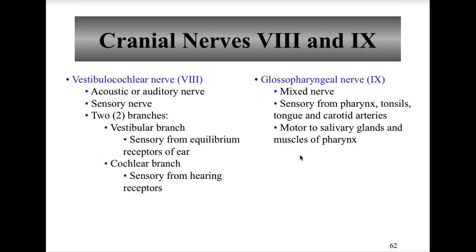Nerve 8 is the vestibulocochlear nerve, and that's going to sense of hearing and equilibrium. So it's a sensory nerve. Nerve 9 is the glossopharyngeal nerve. That's going to move the tongue and the pharynx muscles, and it's going to play a sensory role in taste, so it serves as a mixed nerve.